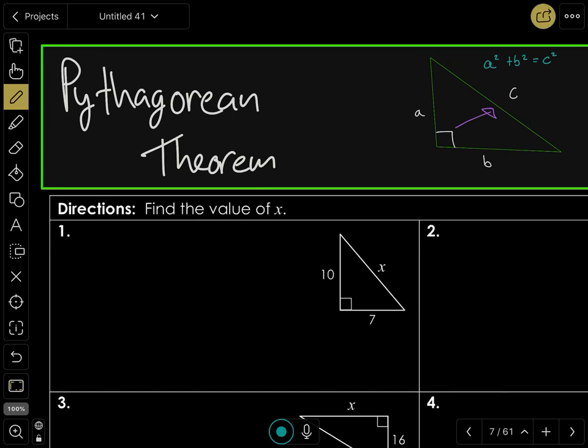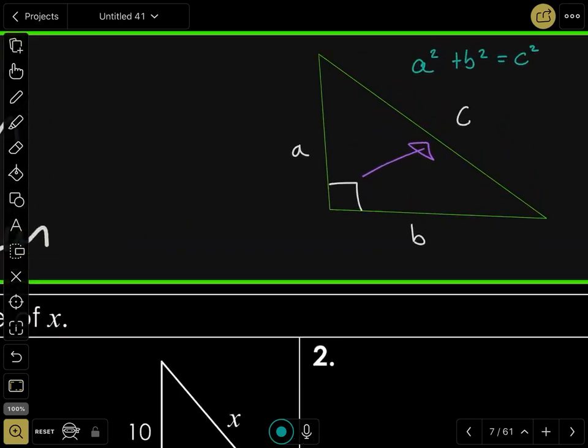Hello everyone. Today we're going to look at the Pythagorean theorem, and I know for most of us this is just going to be mostly a review, but we're going to look at it in a couple different ways that just extend our understanding of the Pythagorean theorem.